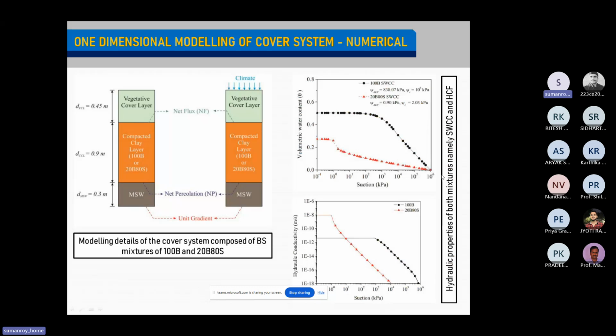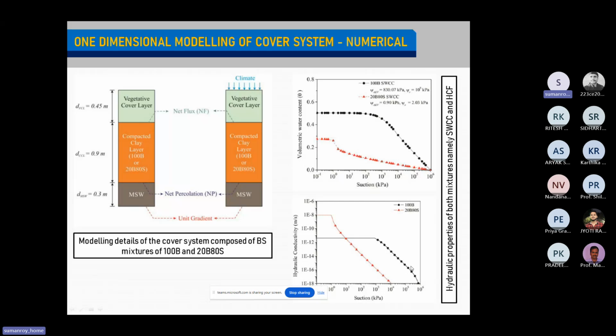Both of these are derived from the grain size distribution and the hydraulic conductivity. When we are talking about suction, an increase in suction means lower water content. This is the behavior at 10 to the power 6 suction, where it is more and more towards lower water content. So the permeability at lower water content decreases significantly, as we can see.